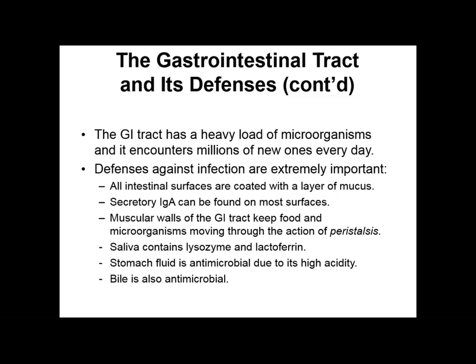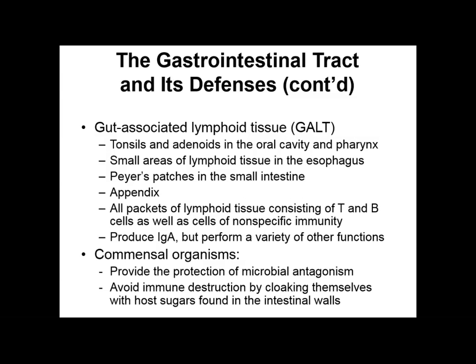So there's a huge pH fluctuation that can denature many of the proteins within the microbes that we ingest. And then finally, the bile itself that's secreted by the liver and gallbladder is antimicrobial as well. Within our GI tract, we have some gut-associated lymphoid tissue. We talked about this briefly when we were in the chapters on the immune system.